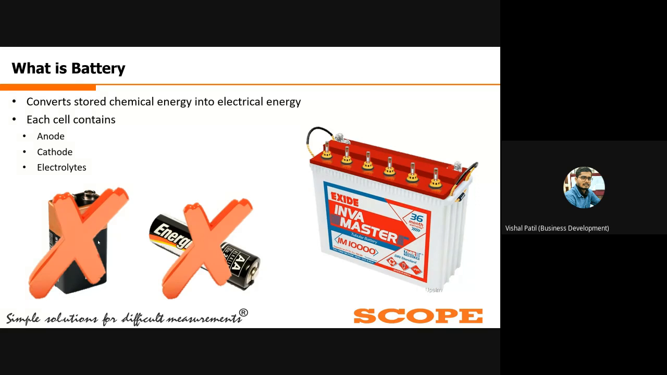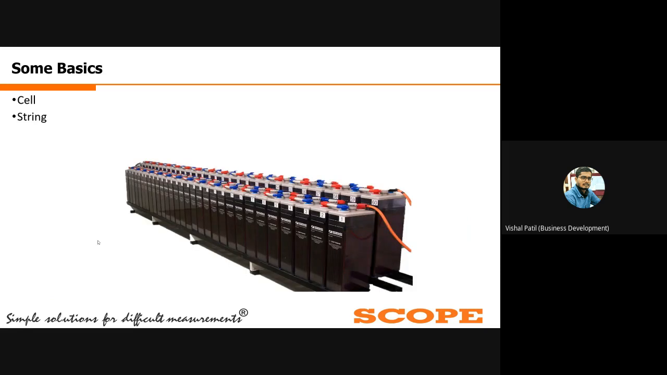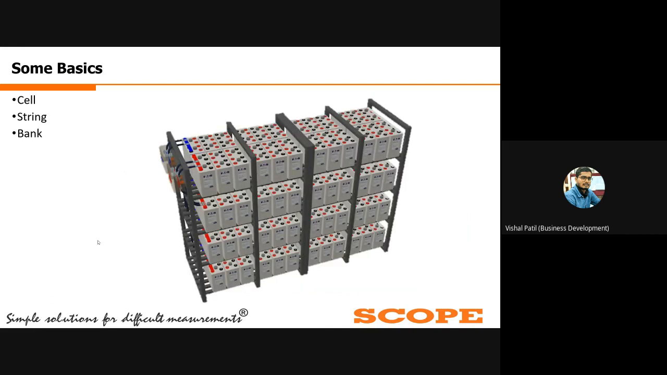So a battery bank is a combination of cells. As I said earlier, cells are the individual energy storage devices. If we connect them in a series manner, then we call that particular configuration a string. Then if we connect a number of strings in a parallel manner, then we call it a battery bank.